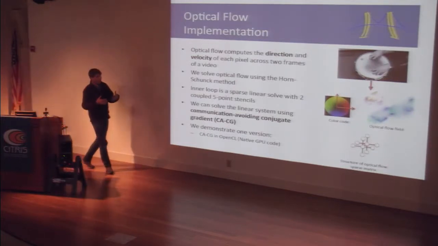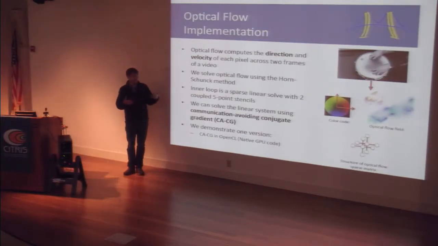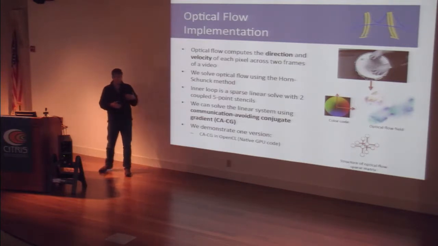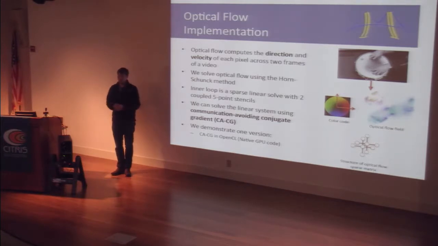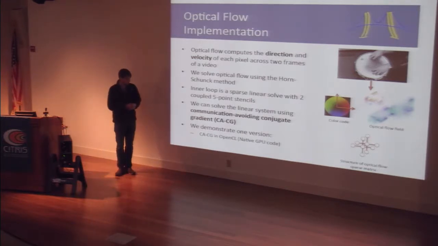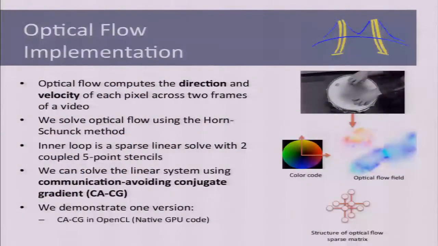So the optical flow, as I said, computes direction and velocity for each pixel across 2 frames of a video. There's many different ways to solve it, but we're solving it using an algorithm called Horn-Schunck, which is very simple, but we're able to make this real time. So what that boils down to is a sparse linear solve. We're solving AX equals B, where the matrix is 2 coupled 5-point stencils. That structure is shown down at the bottom.